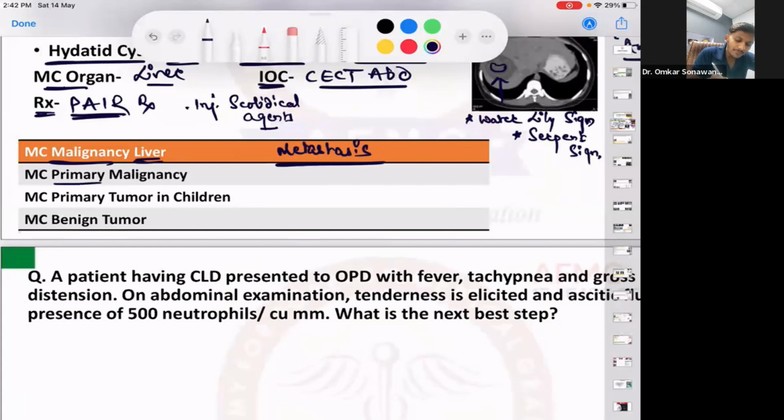Most common primary malignancy of liver, the answer is very good, it is HCC, your hepatocellular carcinoma. The most common primary malignancy of liver is hepatocellular carcinoma.